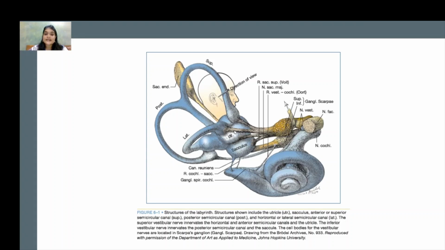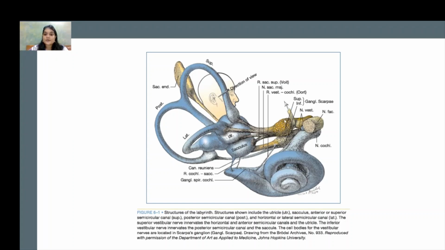Then also the vestibular nerve. The innervation of the vestibular nerve is shown here. The vestibular nerve has two divisions, superior and inferior. The superior vestibular nerve innervates the superior or anterior canal, lateral canal and utricle. The inferior vestibular nerve innervates the posterior canal and saccule.